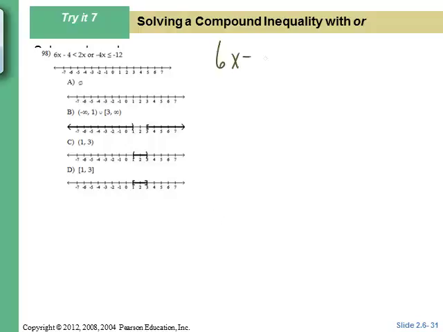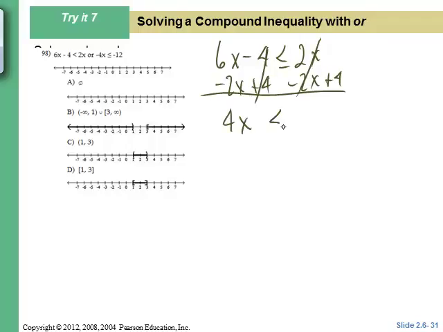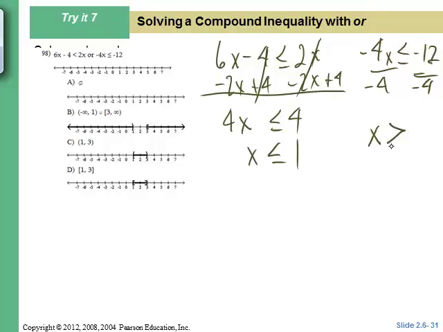Okay, 6x minus 4 is less than or equal to 2x. Subtract 2x from both sides. Add 4 to both sides. You get 4x is less than or equal to 4. X is less than or equal to 1. Negative 4x is less than or equal to negative 12. Divide both sides by negative 4. Remember that when you divide by a negative number, you have to change the direction of the sense, and so you'll have x is greater than or equal to 1.